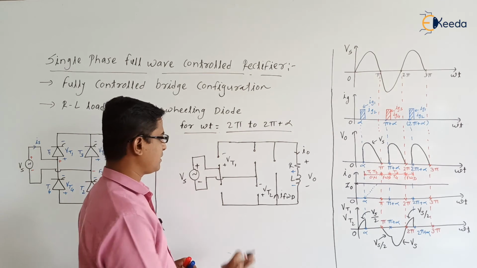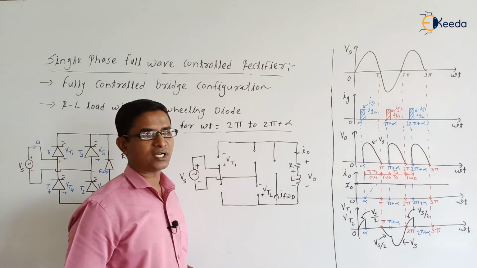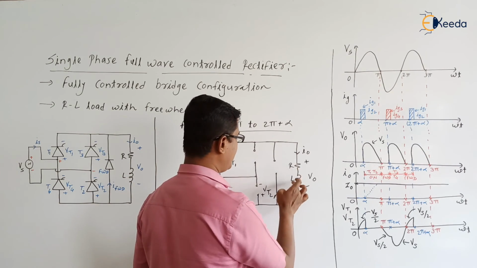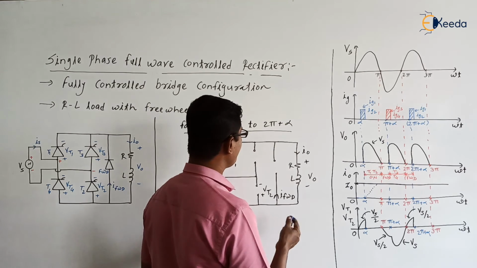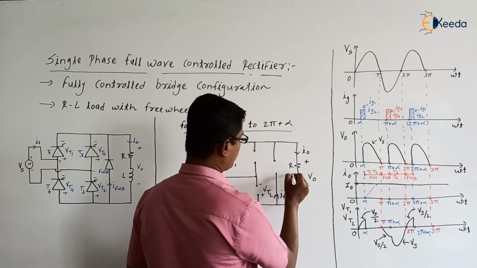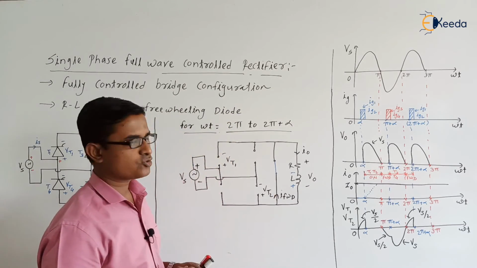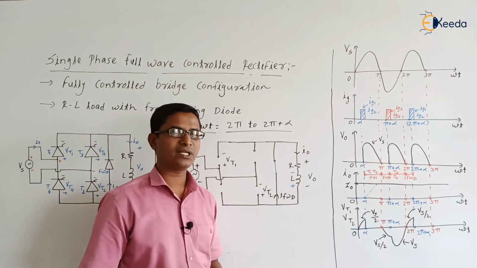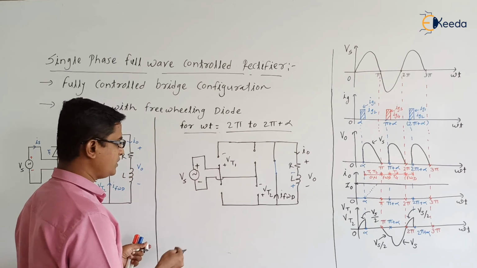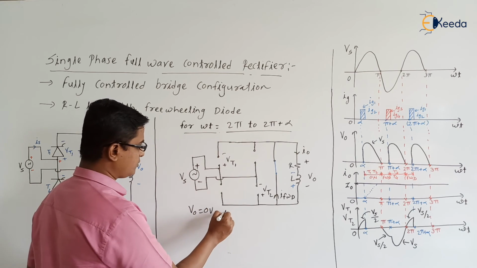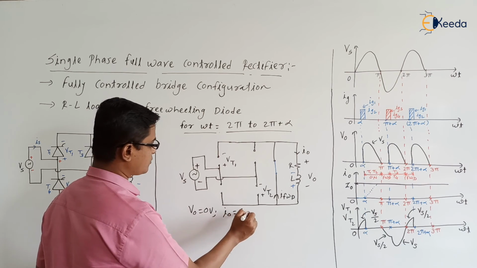But will our inductor allow a sudden change in the current from I0 to 0? No. Whatever energy was stored by the inductor from omega t is equal to pi plus alpha to 2 pi, the inductor will release that energy through the freewheeling diode. When the inductor releases the energy through the freewheeling diode, at that time V0 is equal to 0 volt. I0 is constant current.